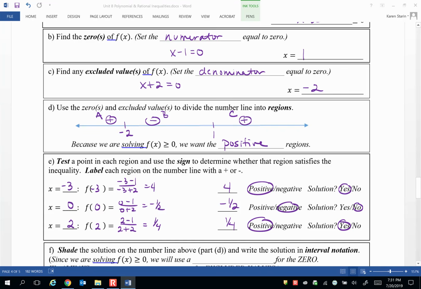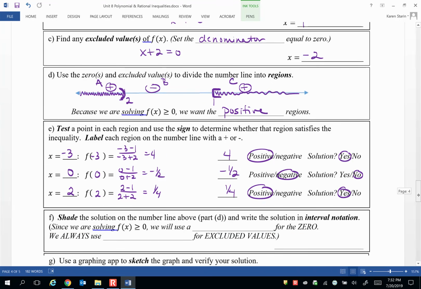So now we're going to shade the number line where we have a solution. Wherever we have a positive section, we're going to shade the number line. But remember, -2 was an excluded value, so that will be a parenthesis there. And we're going to shade section C, and at 1 we put a bracket there because we have the equal bar.